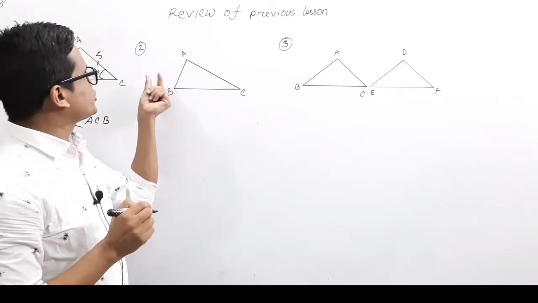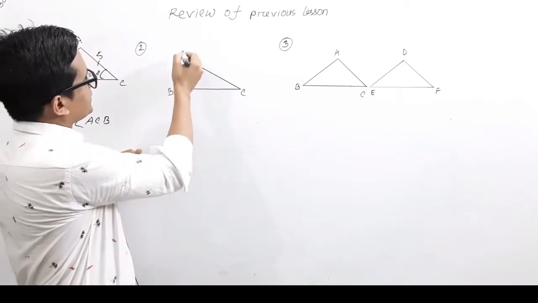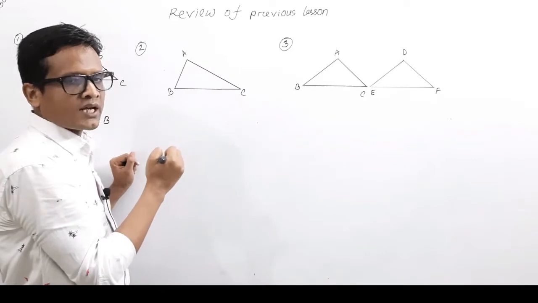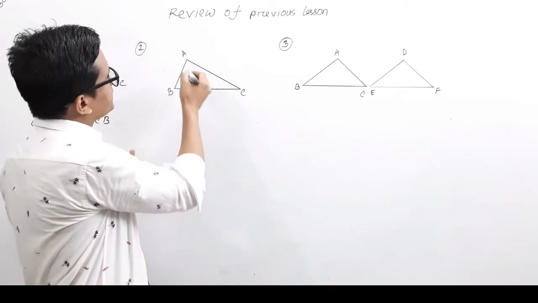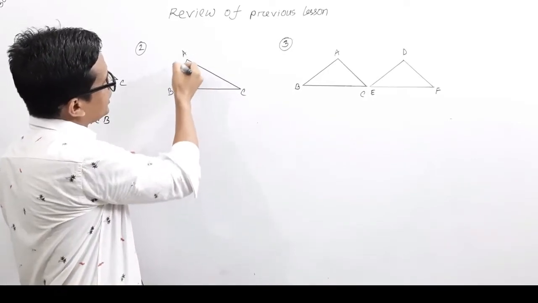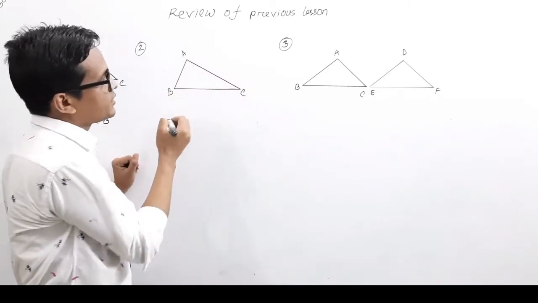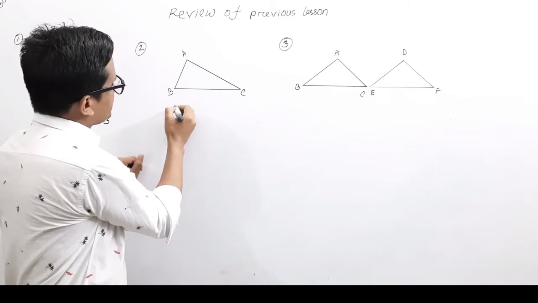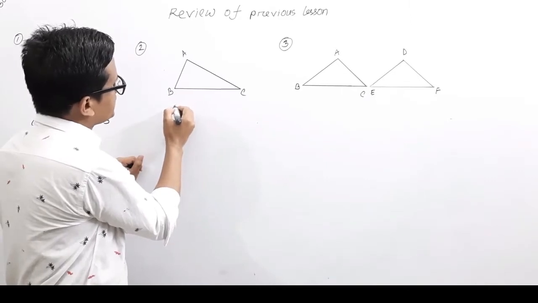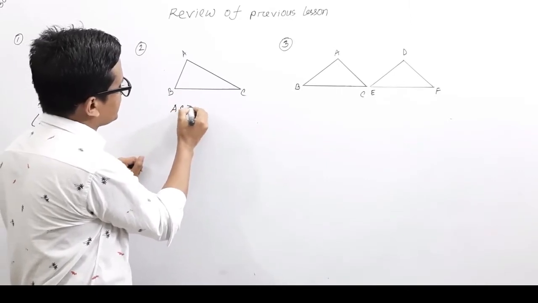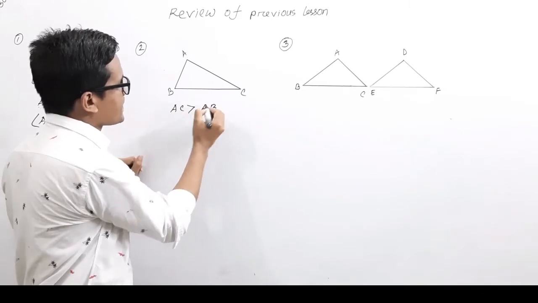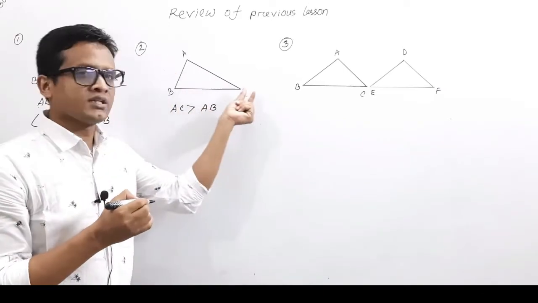And then number two, I have already drawn ABC. This one is also a triangle, but here AB is a smaller side than AC, right? AB is a smaller side than AC. So that means AB is smaller. Which one is greater? AC is greater than AB.